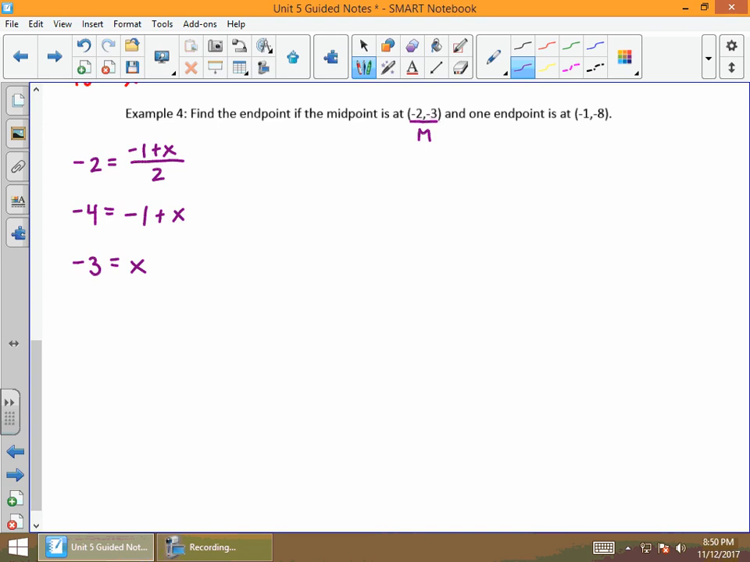Now go to my y's. Negative 3 is the midpoint. My two y's are negative 8, and I'm solving for the other one, divided by 2. Start out by multiplying by 2. Negative 6 is equal to negative 8 plus y. Then add 8 to both sides. 2 is equal to y. So my missing endpoint has an x value of negative 3 and a y value of positive 2.